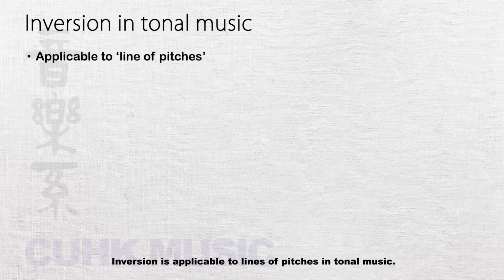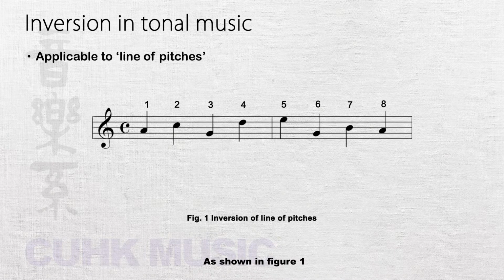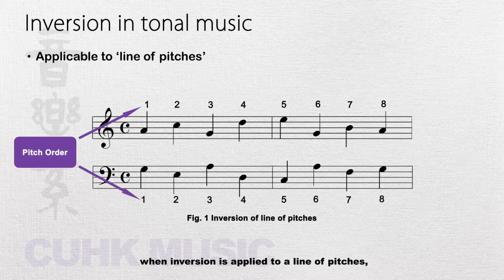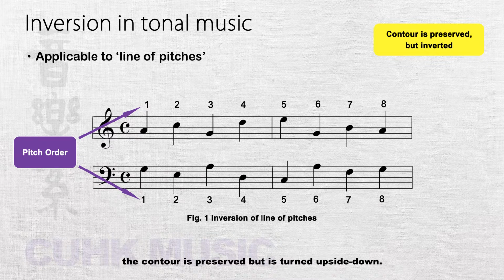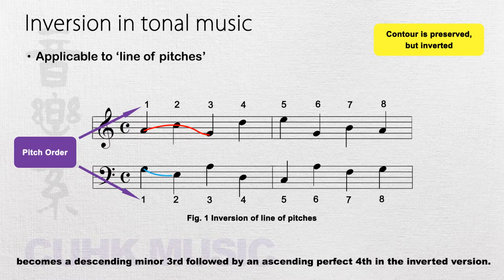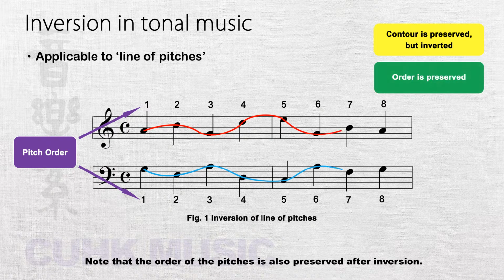Inversion is applicable to lines of pitches in tonal music. As shown in Figure 1, when inversion is applied to a line of pitches, the contour is preserved, but is turned upside down. For example, the ascending minor third followed by a descending perfect fourth at the beginning of the original melody becomes a descending minor third followed by an ascending perfect fourth in the inverted version. Note that the order of the pitches is also preserved after inversion.